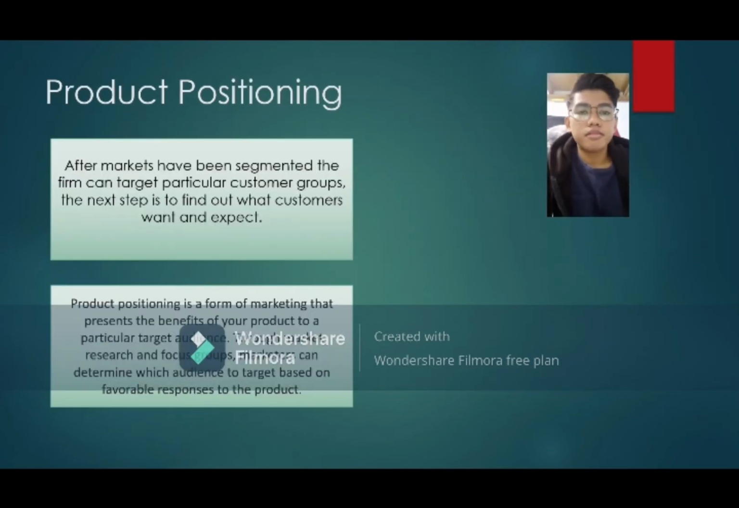The second marketing issue is product positioning. After the market has been segmented, the firm can target particular customer groups. The next step is to find out what customers want and expect. Product positioning is a form of marketing that presents the benefits of your product to a particular target audience. Through market research and focus groups, marketers can determine which audience to target based on favorable responses to the product.